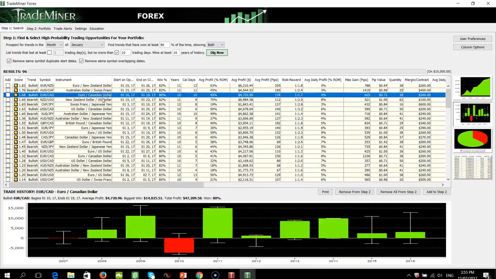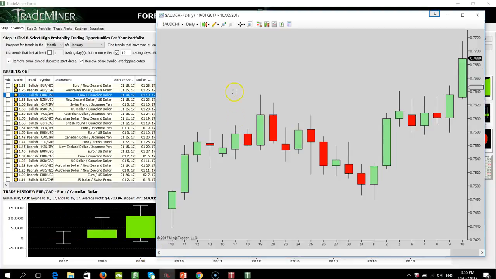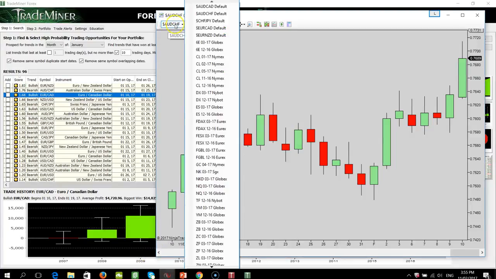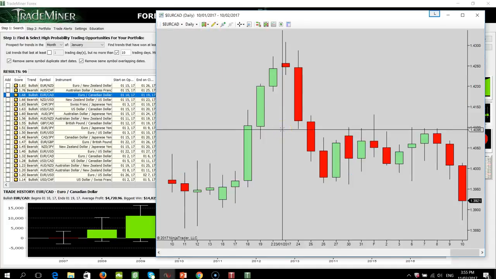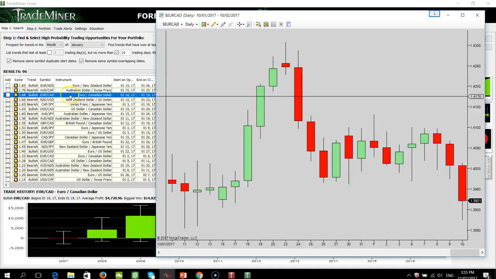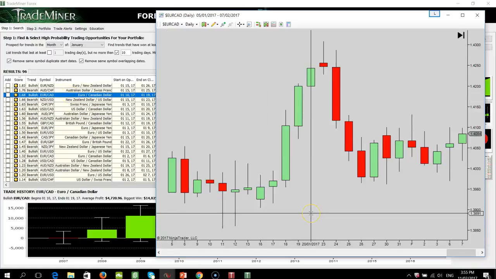Euro versus Canada. Okay, this one's kind of mixed. You see the last couple of years kind of small. Had some nice big years in there. Had this big loser there. But let's take a look at how it worked. Euro versus Canada. Okay, it shows bullish on the 10th of January. Where is the 10th of January?